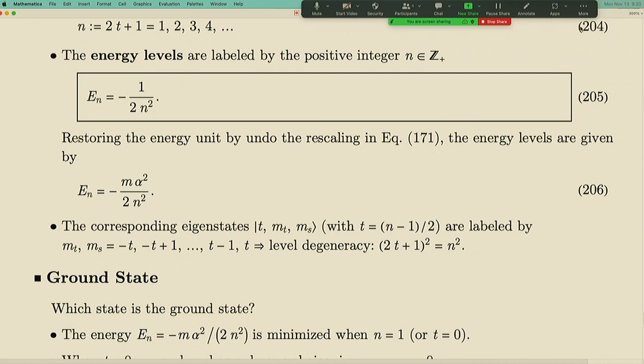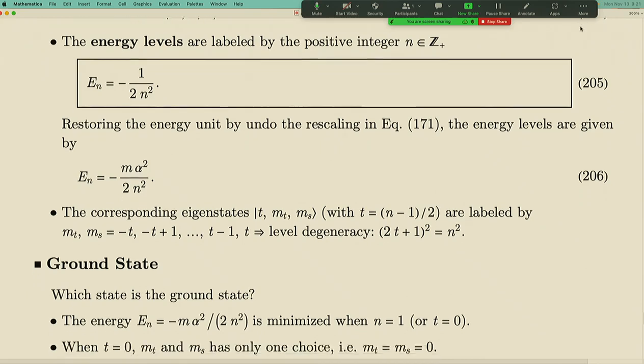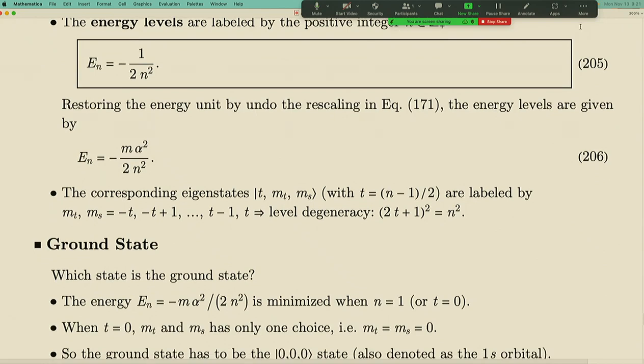And this eigenstate, well, this T quantum number will now be set by n in this way. And then we also have the freedom to choose MT and MS, which range from minus T to T. So the total level degeneracy is (2T plus 1) squared, which is also n squared. So we know that, for example, if in the first shell we have one degenerate state, in the second shell we actually have 4 different states.